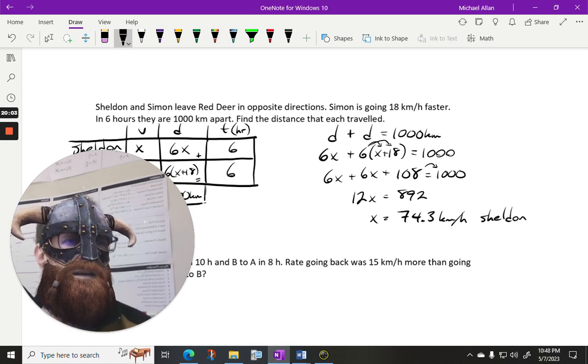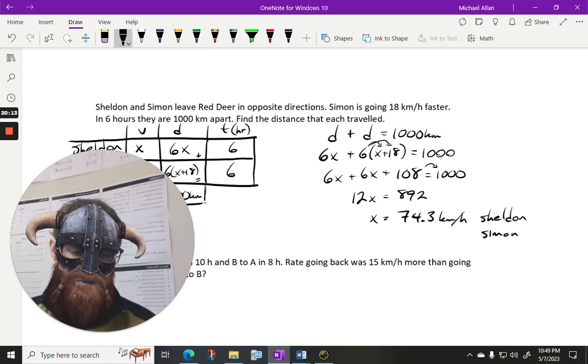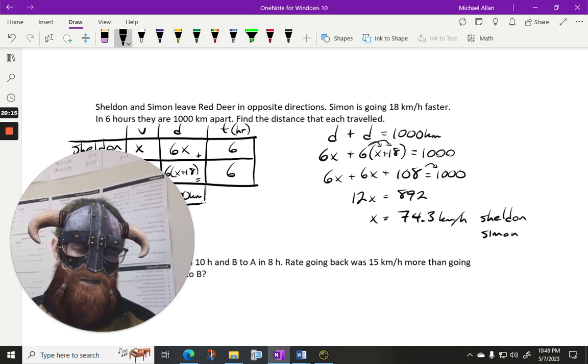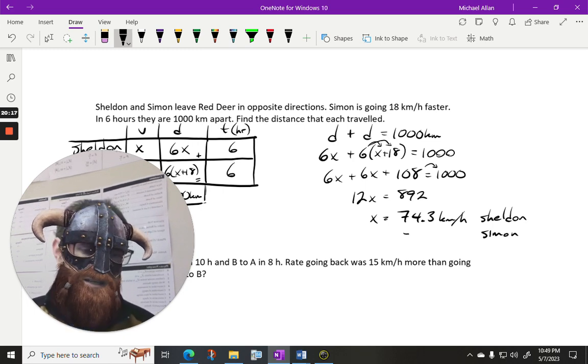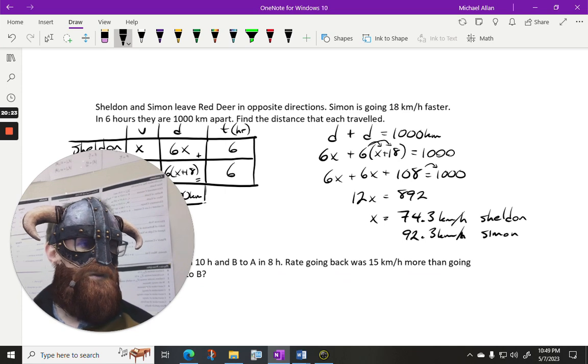Or do I actually need to know that? We want to know the distance they traveled. Actually, I'll write down both. So we've got Simon is going to be 18 kilometers per hour faster. So I'm just going to add 18 to this number. So Simon's actually going 92.3 kilometers per hour. Oh, we got the right answers there. Cool. Okay, it didn't ask that.